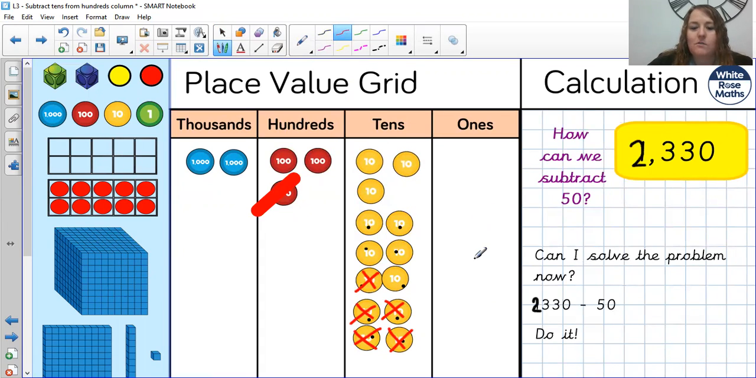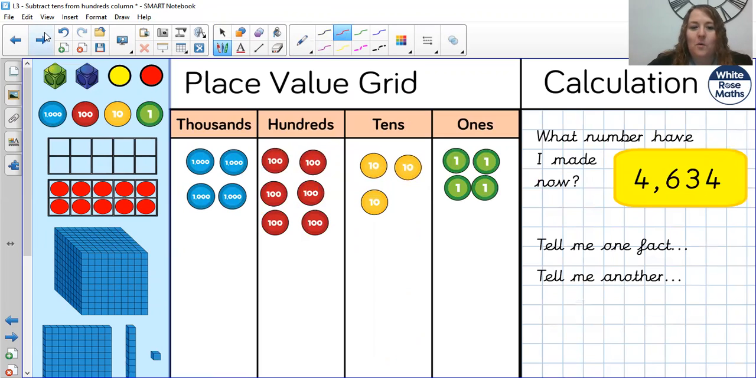So there are still 0 ones. There are 1, 2, 3, 4, 5, 6, 7, 8 tens. There's now only 2 hundreds. And there are still those 2,000. So hopefully you got the answer the same as I did, 2,280.